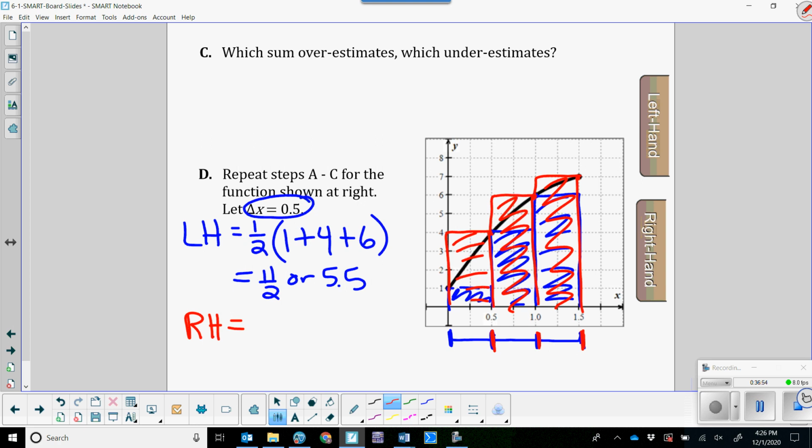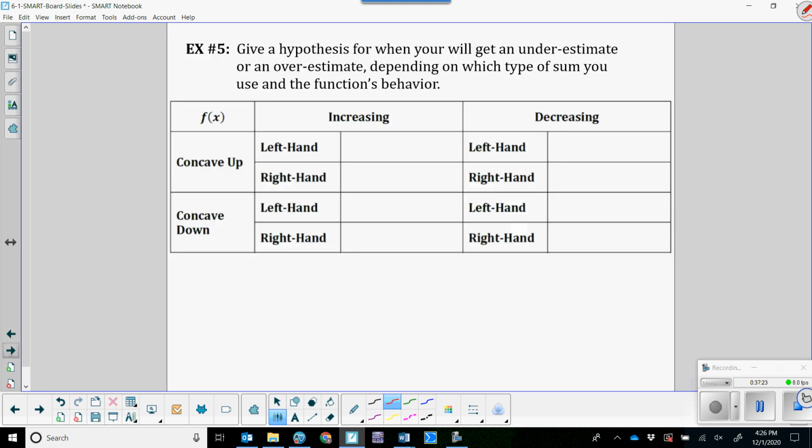So again, this time we actually get an overestimate. But still the width is 1/2, and then the heights are just the right side of the rectangle. So we'll have 4 plus 6 plus 7, which is 17/2, or if you want to write 8.5, you can. Okay, so last thing we're going to do, and then we'll save the last example to do in class. So last thing we're going to do is kind of look at this. What do you think is going to happen?